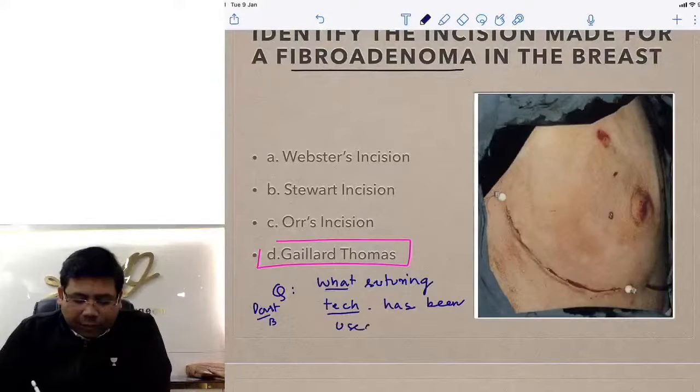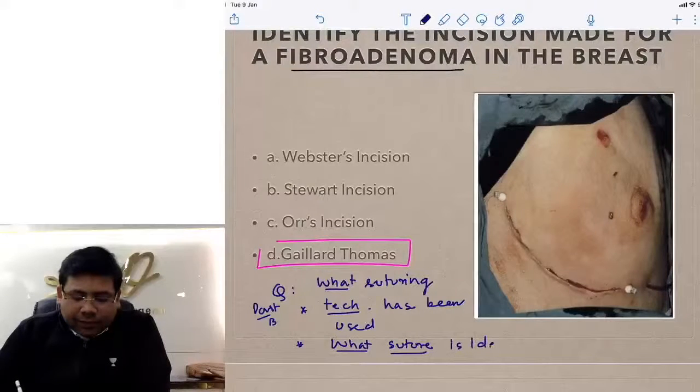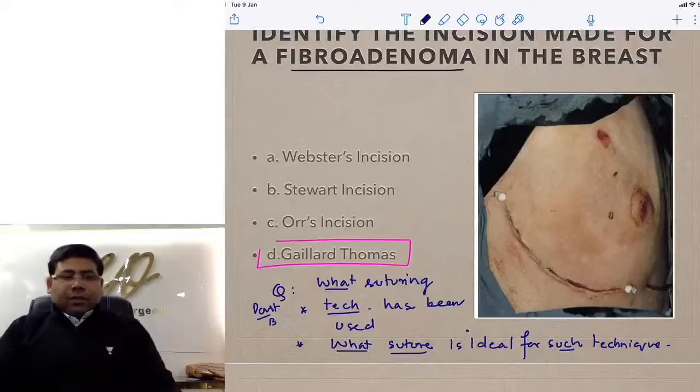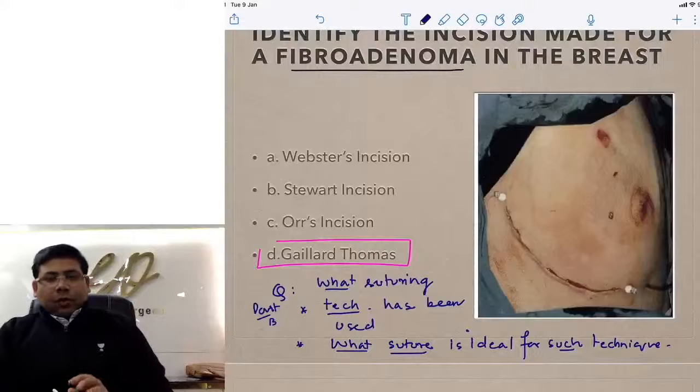The second important point is, what suture is ideal for this technique? Come on, students, answer. What suturing technique has been used, and what suture is ideal for this? Anyone?